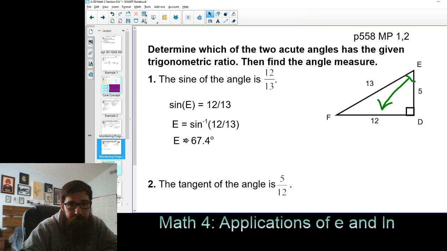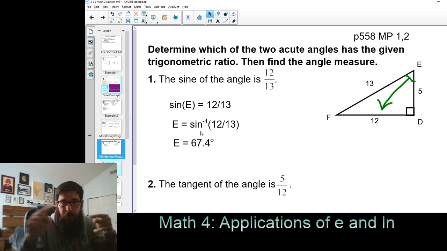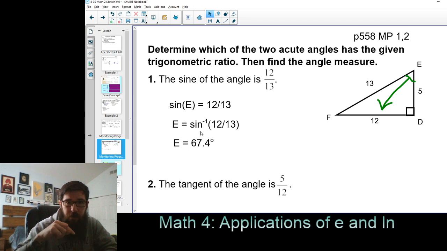There it is. We basically looked at both angles. E was the one that matched because we said, well, find me an angle where sine is 12 over 13. Opposite 12, hypotenuse 13, so that had to be angle E.